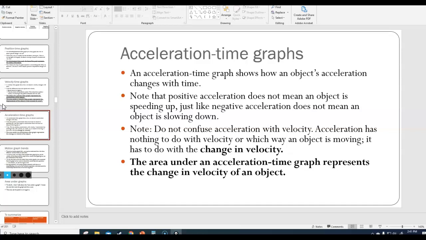Equation-wise, you'll never have to solve any equation problems with changing acceleration, but you might need to be able to solve those problems with graphs, because on an acceleration time graph, the key piece of information is that the area under an acceleration time graph represents the change in velocity of that object. And again, when I say area, I mean the area bounded between the graph itself and the x-axis, which in this case is the time axis. Okay, so those are the three types of motion graphs you need to be familiar with.